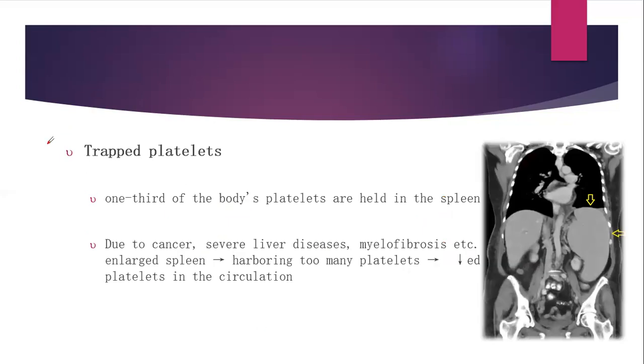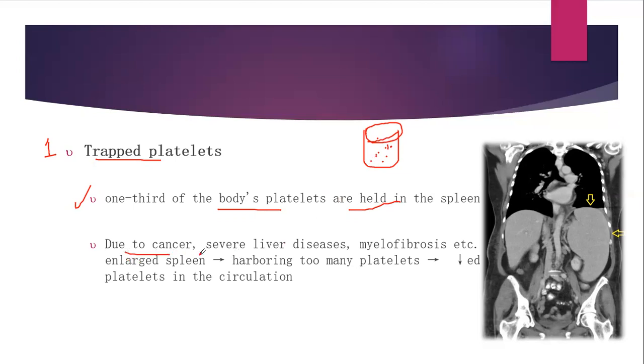So the first one was platelets trapped within the spleen. One third of the body's platelets are normally present in the spleen. Through the normal process, one third of the platelets are present in the spleen. The spleen also plays a major role in the immune system as well. Suppose this is the spleen, and about one third of the platelets are present in it.